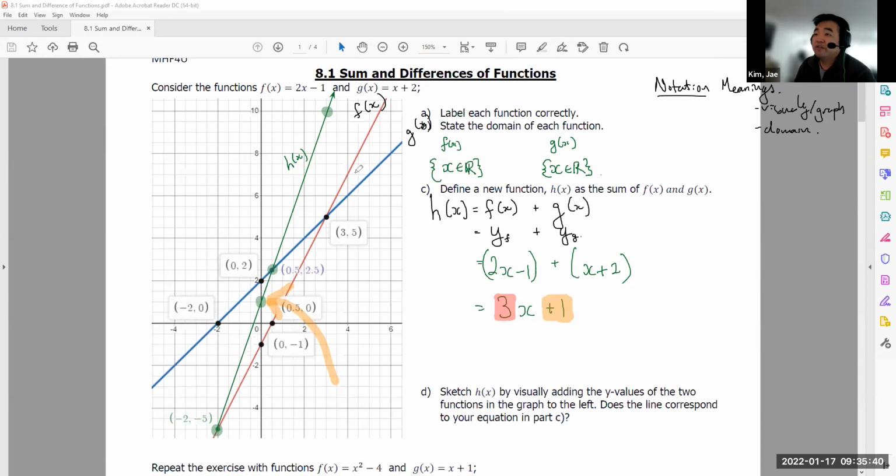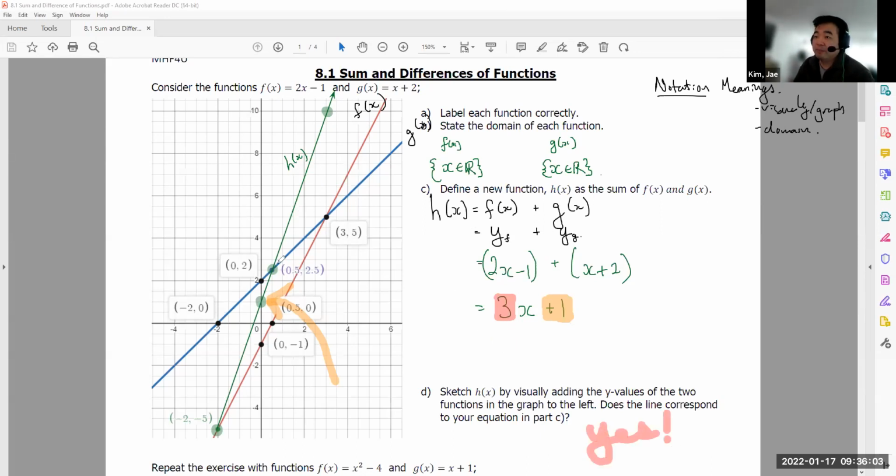Well, I know f of x, this red line, has a slope of 2. My green line is steeper than the 2. So even if I don't calculate it, I think I'm on point. There's a way to confirm without actually calculating, just using ballpark numbers. So I'm going to say, yes, it does.